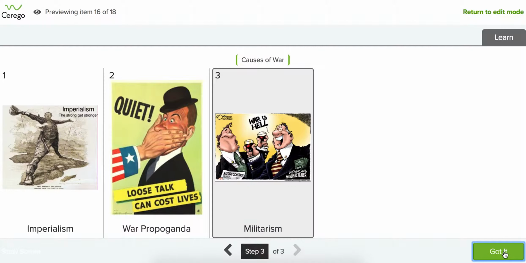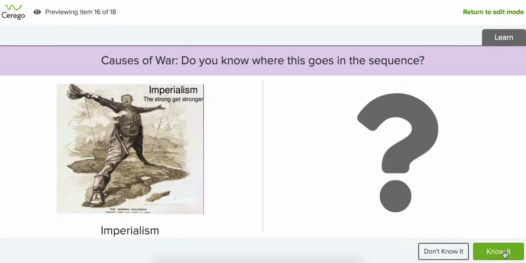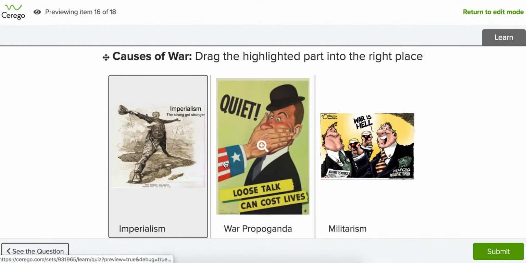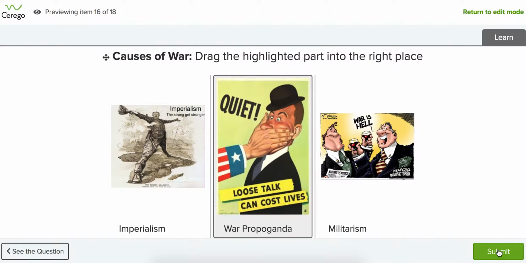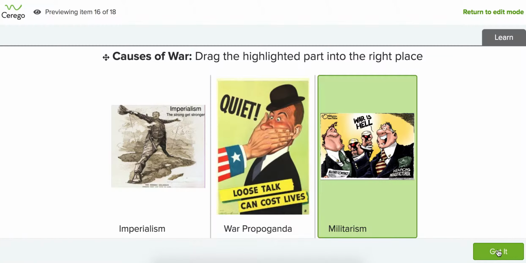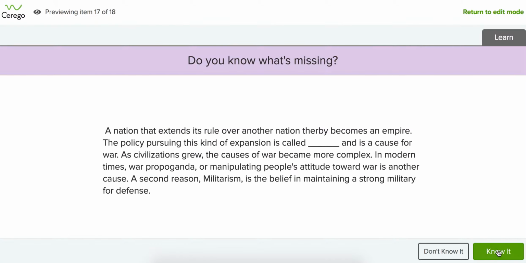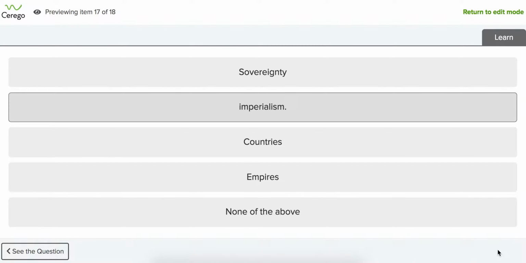And then they have a matching. Imperialism was the first one, so that stays there. The second one, it stays there. Then they have a little paragraph that they can answer into.